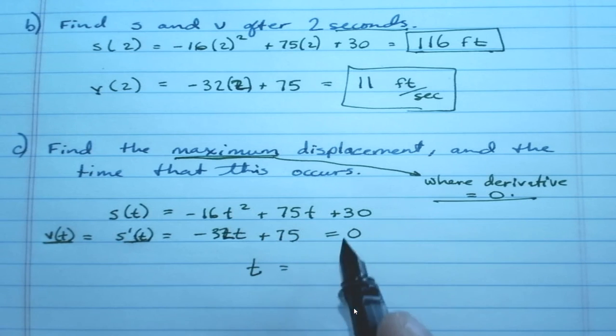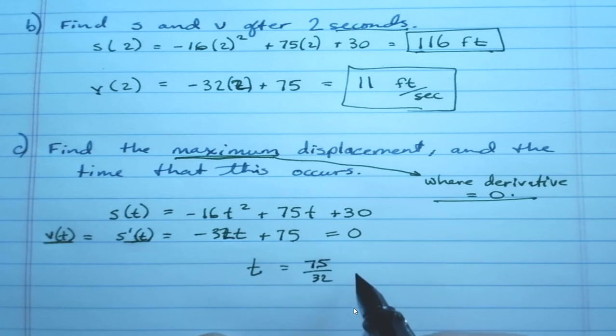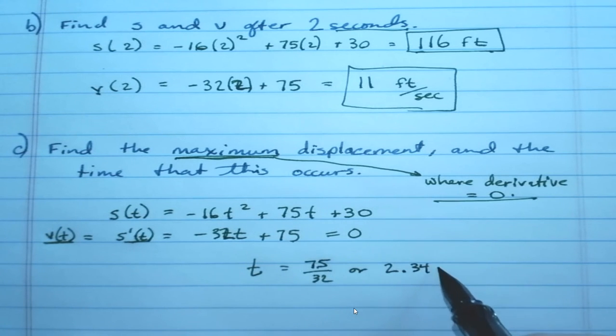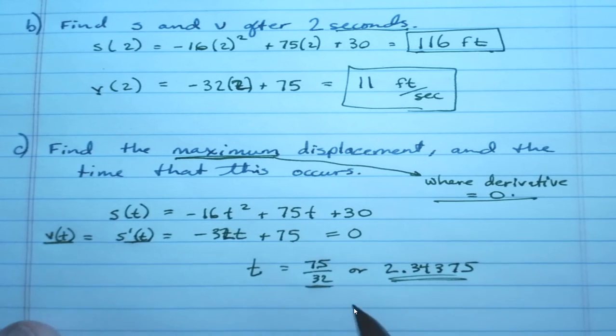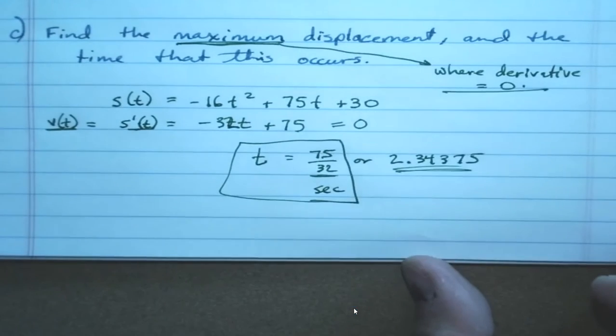So you move the 75 over and you divide by 32, and depending on how you work this, you get 75 over 32, or you get a fun decimal, 2.34375. It depends on whether you want an exact or an approximate answer. Since this is time, we're going to say it's in seconds. I'll go ahead and box the exact answer, but if you want the approximate answer, you can round.